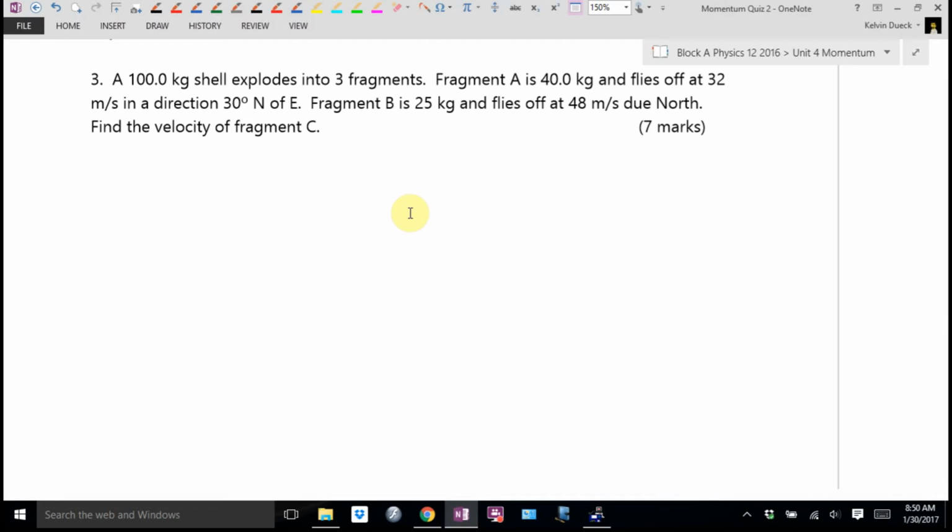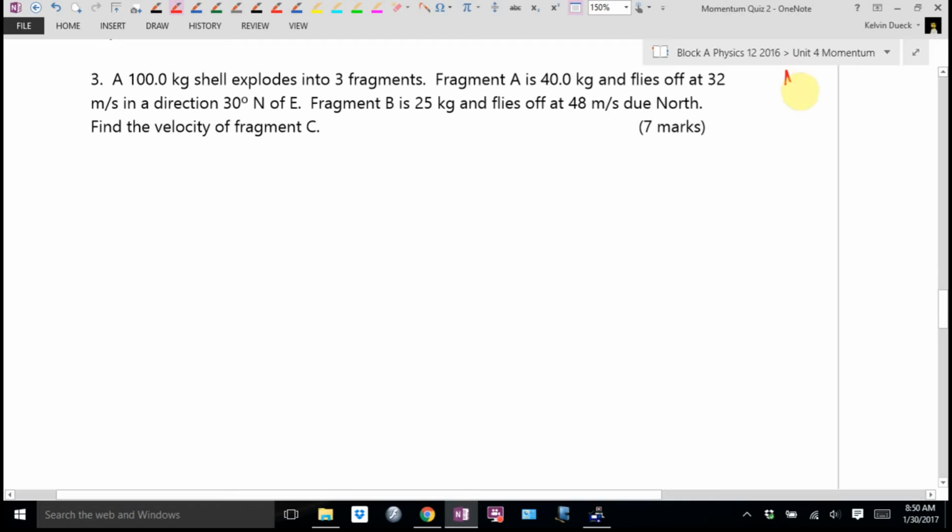On your test, there's going to be an explosion question. It's not going to be quite this tough. This question was tougher because I made the explosion go off at yucky angles. On your test, the explosion that I give you will be a lovely right angle. So, a 100 kilogram shell explodes, boom, into 3 fragments. Fragment A is 40 kilograms, sorry Robbie, but it had to be done, and flies off 32 meters.